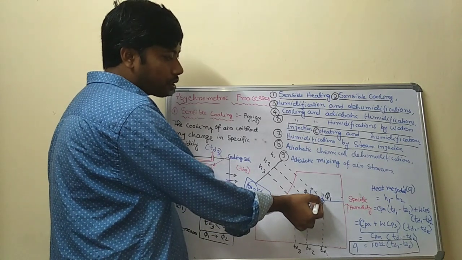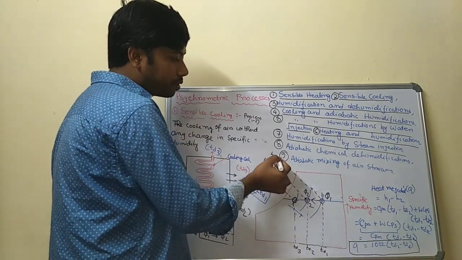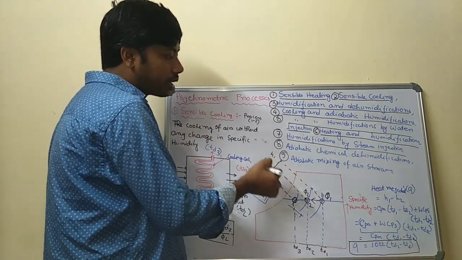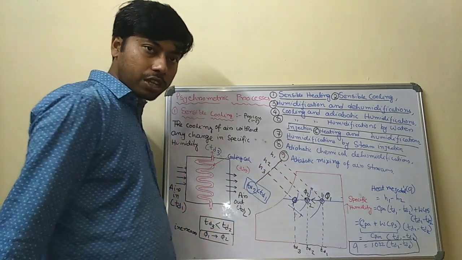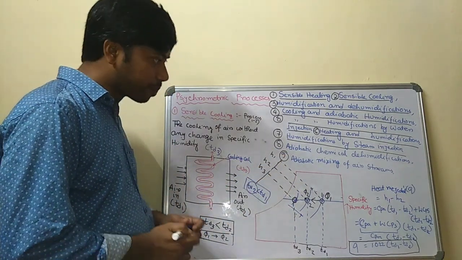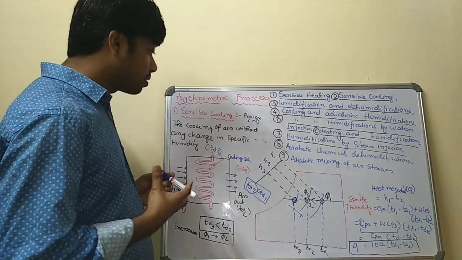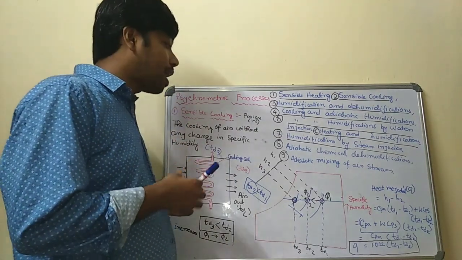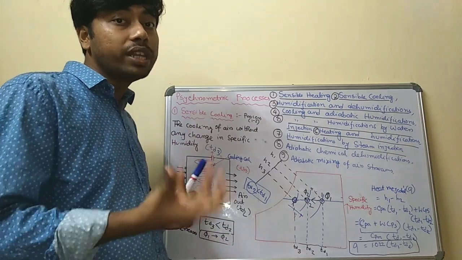So correspondingly, if you draw the lines from the enthalpy, you are able to calculate H1 and H2 from the psychrometric chart. Okay, now the question in your mind will be: what is the amount of heat rejected during the sensible cooling process?